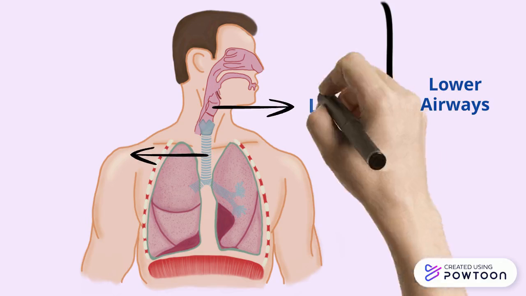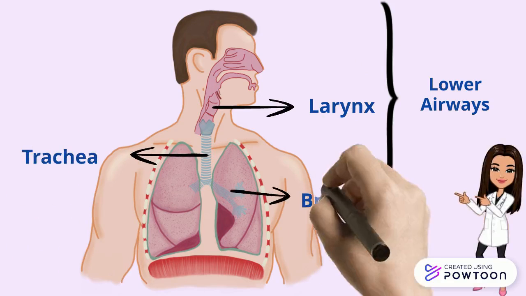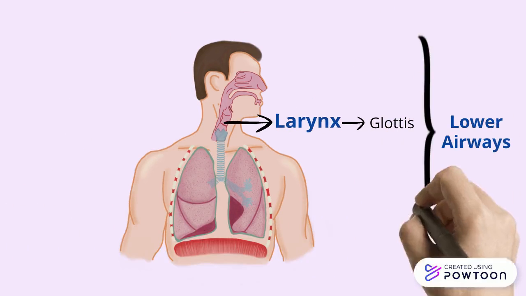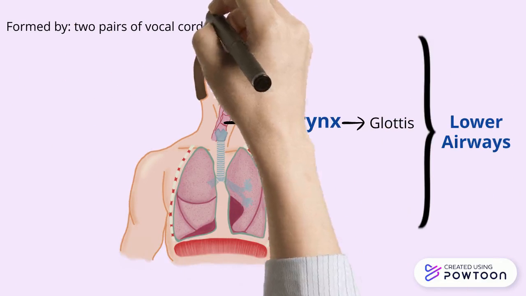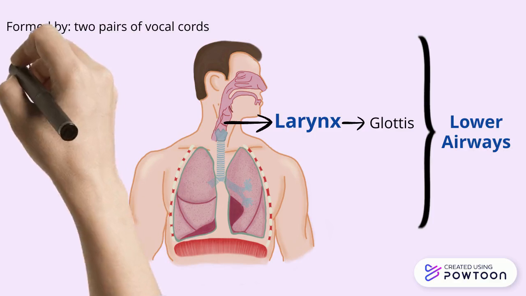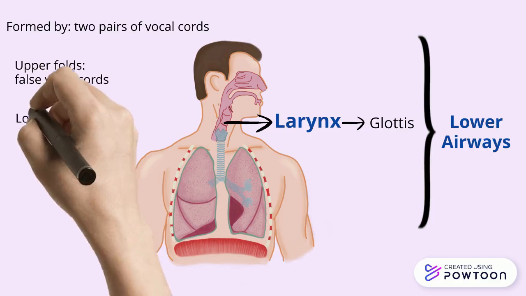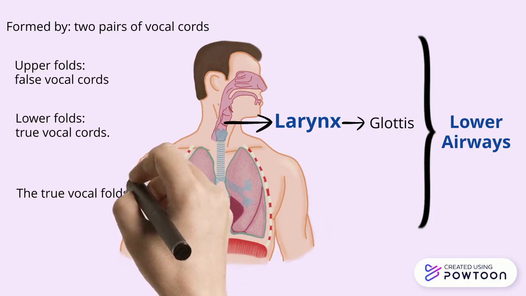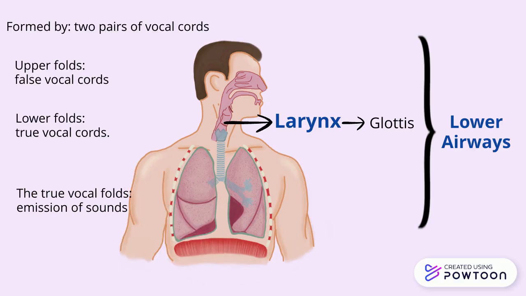Lower airways, larynx, trachea, and bronchi. The larynx has a region called the glottis, formed by two pairs of folds or vocal cords, being the upper folds the false vocal cords and the lower folds the true vocal cords. The true vocal folds are responsible for the emission of sounds proper to speech by vibrating when exhaled air passes between them.